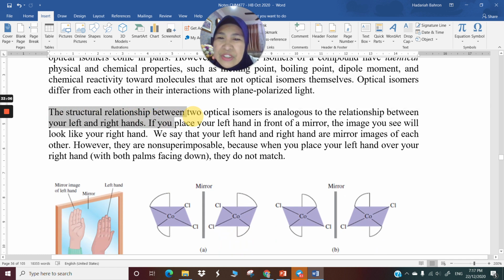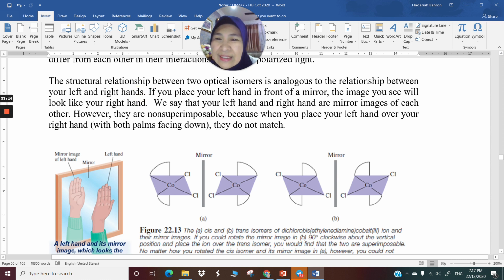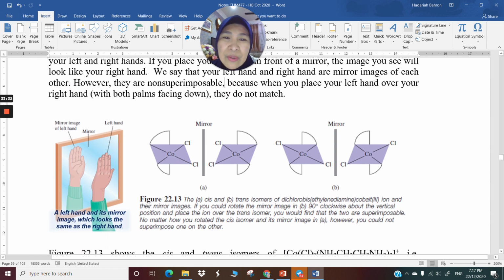Now, the structural relationship between two optical isomers is analogous to the relationship between your left and right hands. If you place your left hand in front of a mirror, the image that you see will look like your right hand, as I showed you earlier. We say that your left hand and your right hand are mirror images of each other. However, they are not superimposable, because when you place your left hand over your right hand with both palms facing the same way, they do not match.